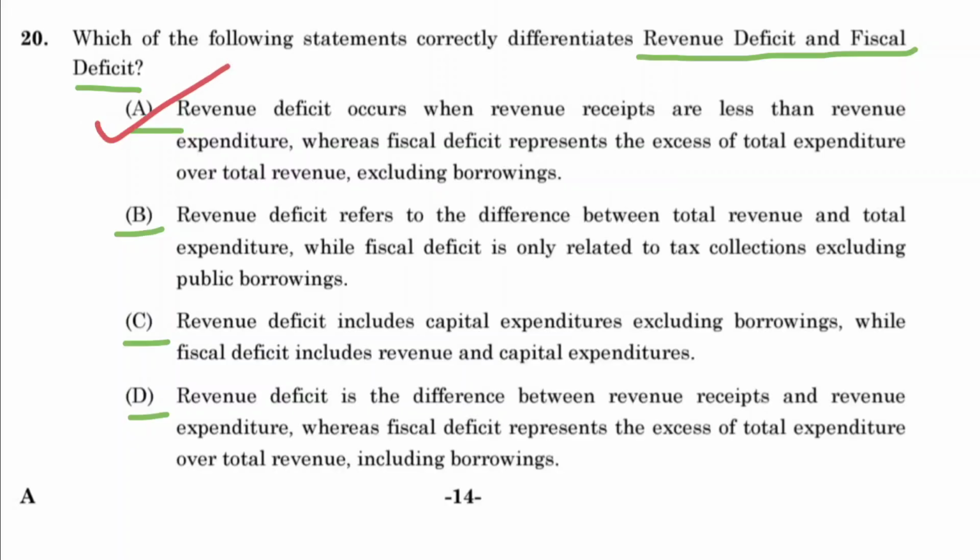Answer is option A. Revenue deficit occurs when revenue receipts are less than revenue expenditure, whereas fiscal deficit represents the excess of total expenditure over total revenue excluding borrowings.